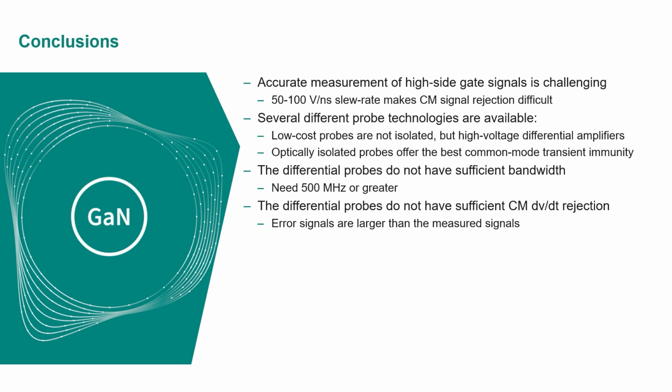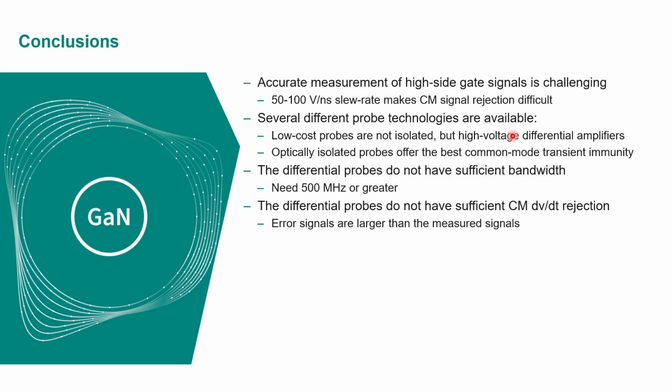That's particularly challenging, especially when we've got slew rates of 50 to 100 volts per nanosecond. That's the common mode signal we're trying to reject. There are different probe types available. The low-cost ones are not isolated. They're high voltage differential amplifiers. As I said, they're fine for their intended purpose. This is not one of them.